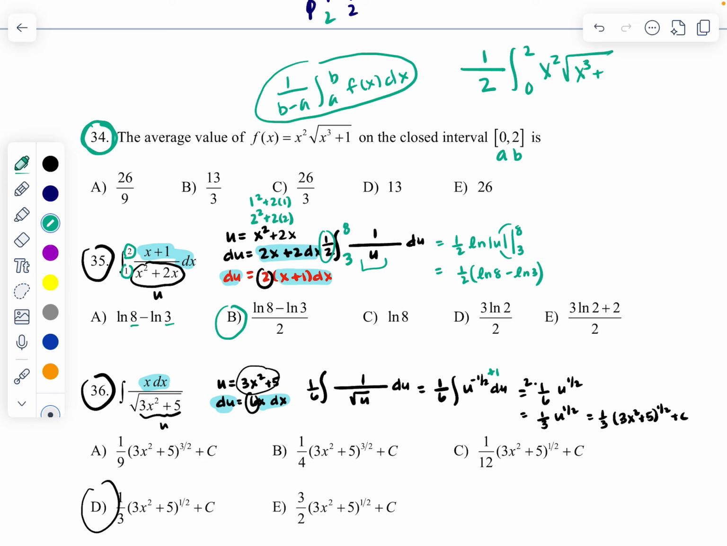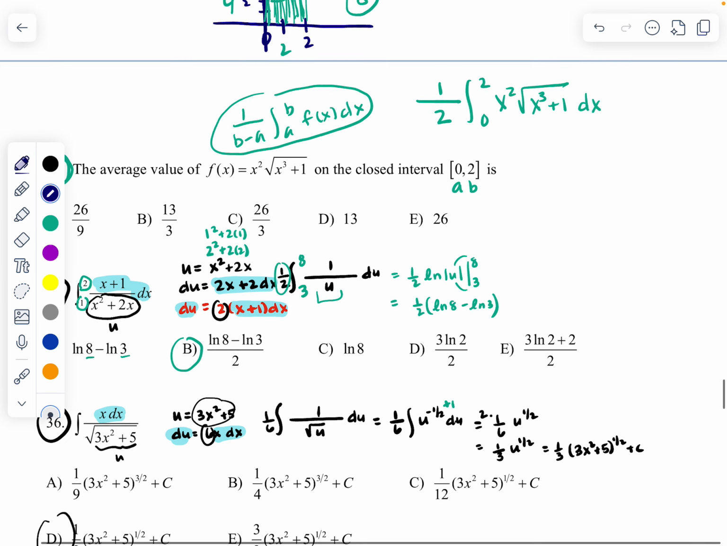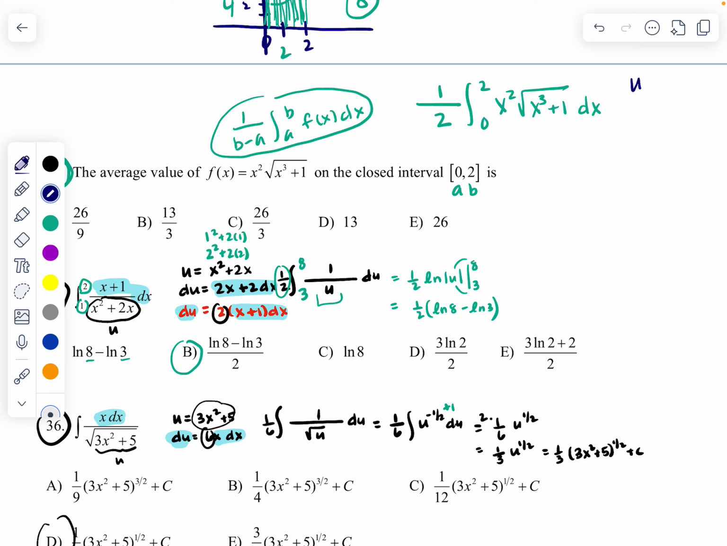Now you guys, look, you've done this before. It's just now you're doing it with the u sub. That's the only difference here. So let's go ahead and do u sub on this. So let's let your u equal the inside of that square root.